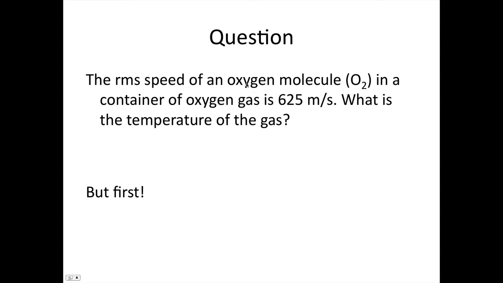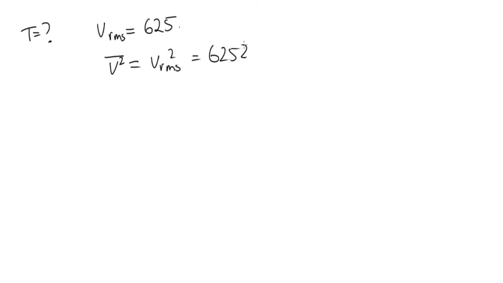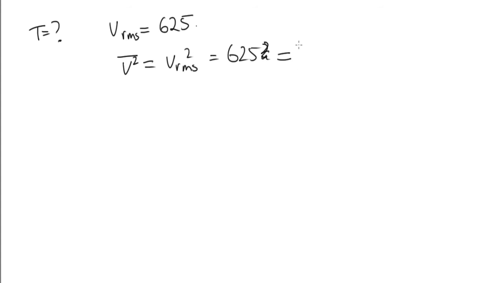Okay, let's now go back to this question where we've got the oxygen molecule and its root mean squared velocity is 625 meters per second, and we're asked to find the temperature. So we can say that the average velocity squared, which is the square of the root mean squared velocity, is 625 squared. Solving that on the calculator, we end up with 390,625. We'll keep all our significant figures for now.